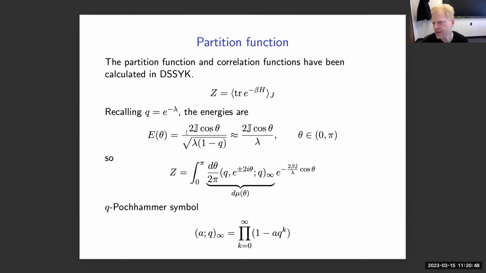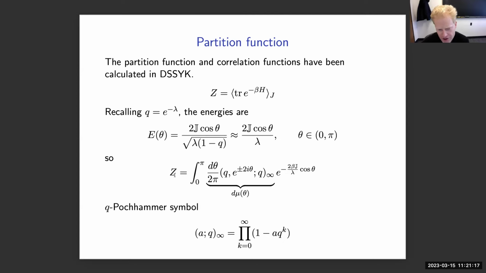Now the energies in double scale SYK, it's convenient to parameterize them by an angle theta. So theta goes from 0 to pi. This is just a parameterization of the energies. They're essentially proportional to cosine theta. And again, Q here is e to the minus lambda. Now in the lambda goes to 0 limit, this just becomes lambda. So it's basically just cosine theta over lambda, and the scale is set by this J.